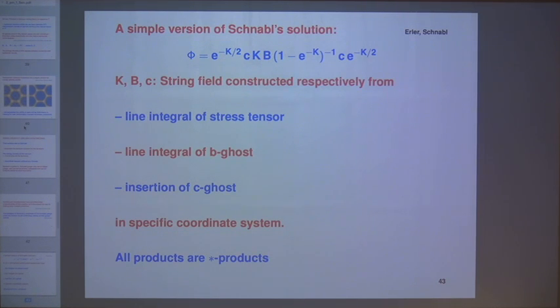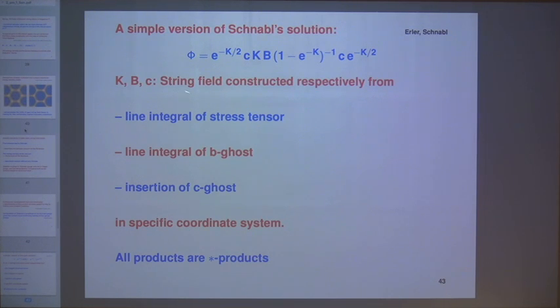So later, based on this work that started with Okawa, Erler and Schnabel wrote down what they called a simple version of the Schnabel solution, which is given here. Now this of course looks nice, but I have to explain what these various symbols are.